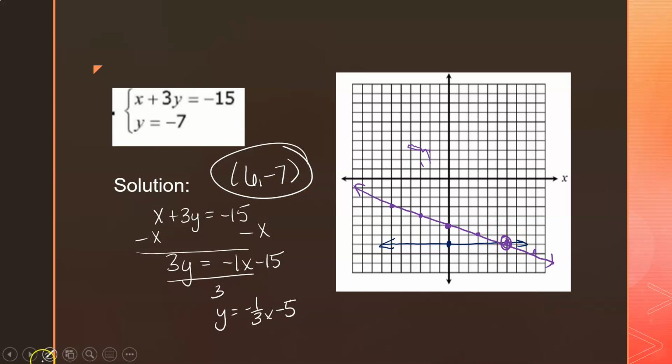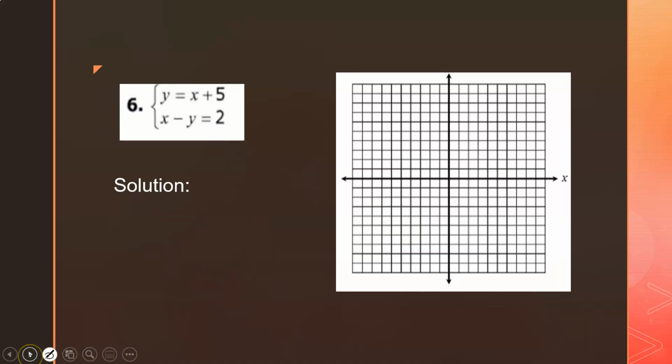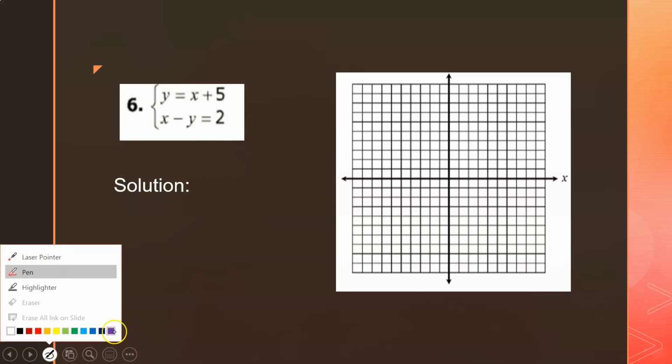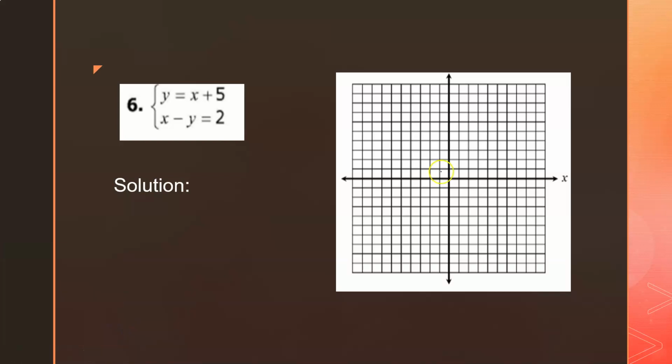All right, let's do the next one together. So the first one is in slope-intercept form already. So let's go ahead and graph that. So we start at 5, and our slope is 1, so up 1 over 1. Got to do the other side, so -1, -1, that gives us a positive slope.